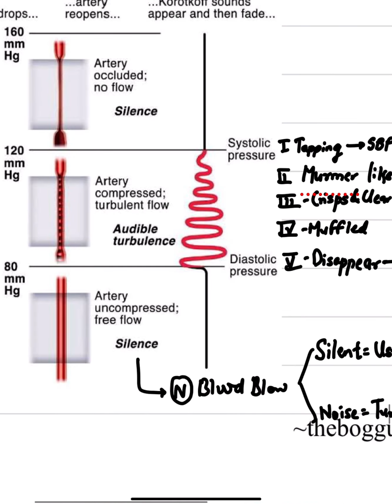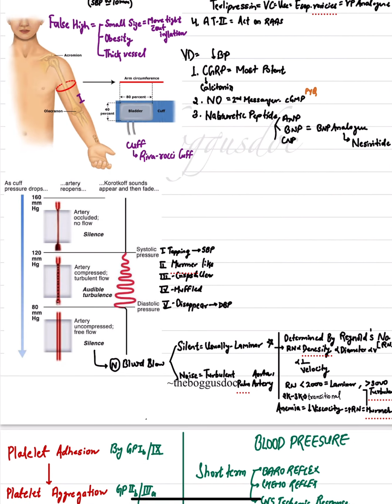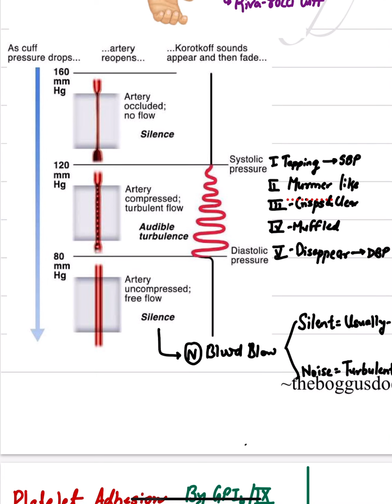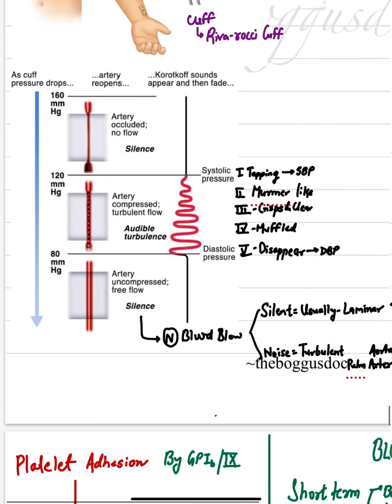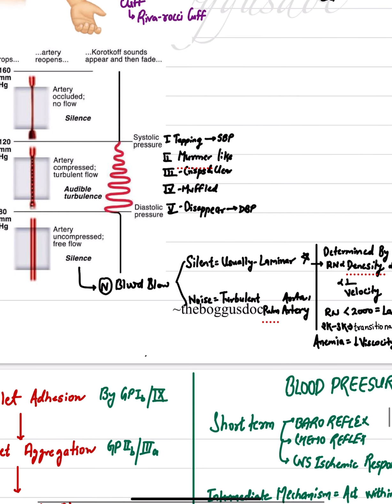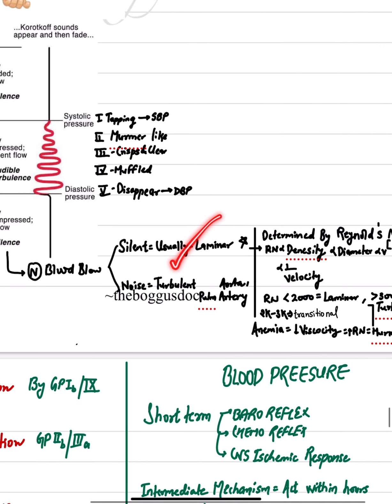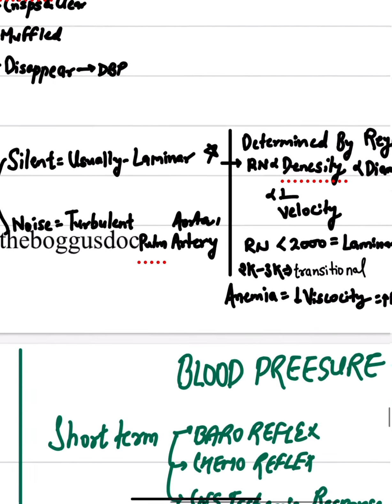and in phase 5 the sound disappears, because the audible turbulence is minimal. The cuff is completely deflated, there is no compression left, so the artery flows uncompressed, blood flows without causing sound, which marks the diastolic pressure. If the Korotkoff sound is absent, we have normal flow, silence. This is normal laminar blood flow.